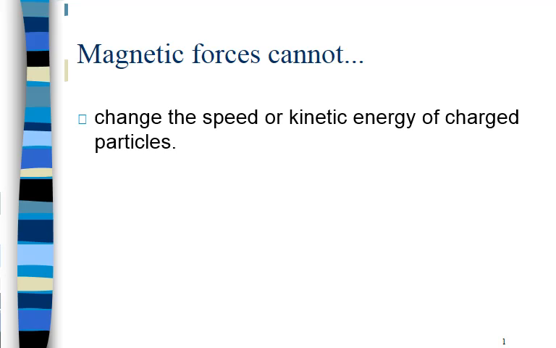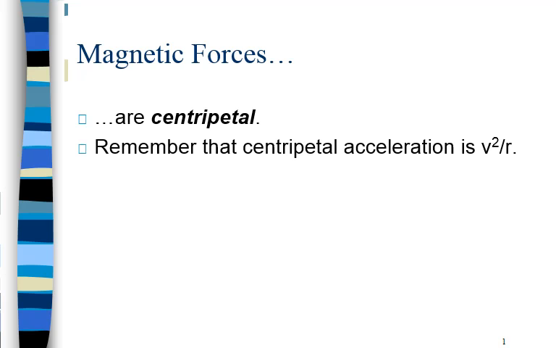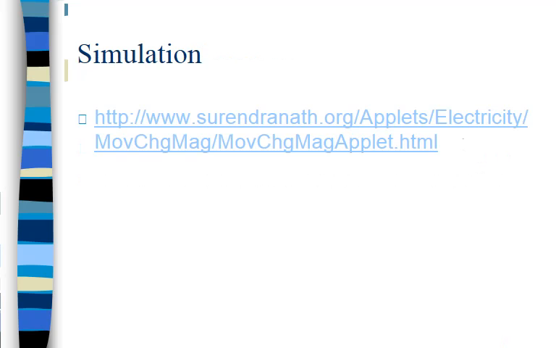Electric fields can speed up or slow down particles because they act in the same direction, parallel to the motion. But magnetic fields act at a 90-degree angle or a portion of that. And so it's just changing the direction. So they can't do work, right? They're just going to be changing the direction. So these forces are centripetal. And remember, a centripetal acceleration is v squared over r, and centripetal force is therefore mv squared over r.